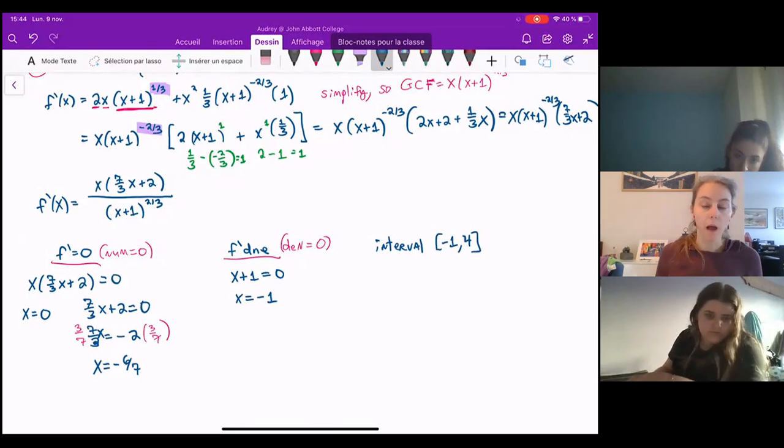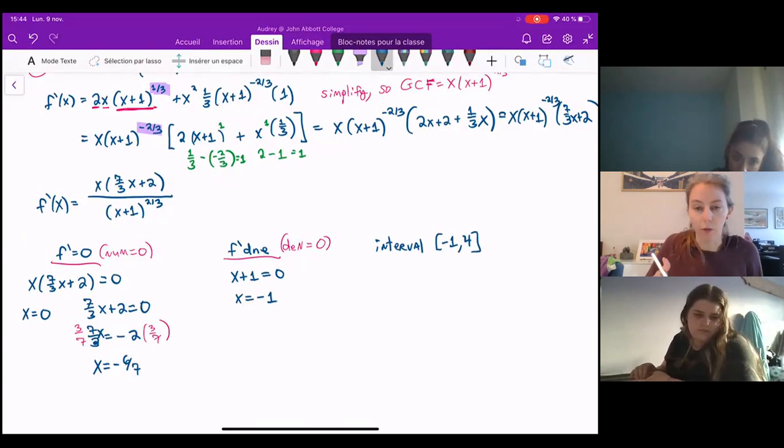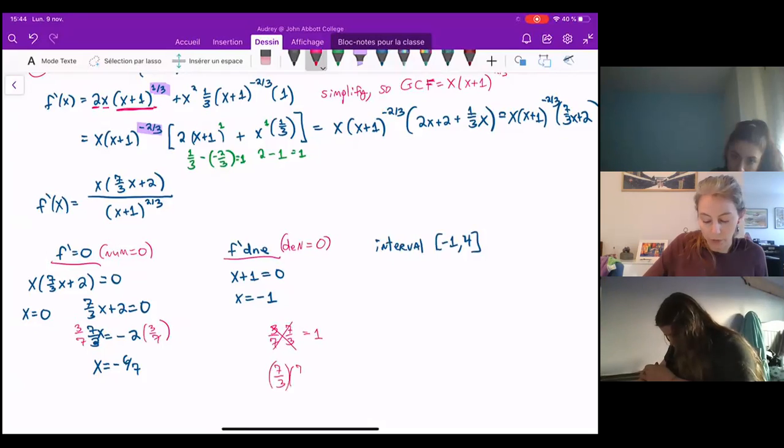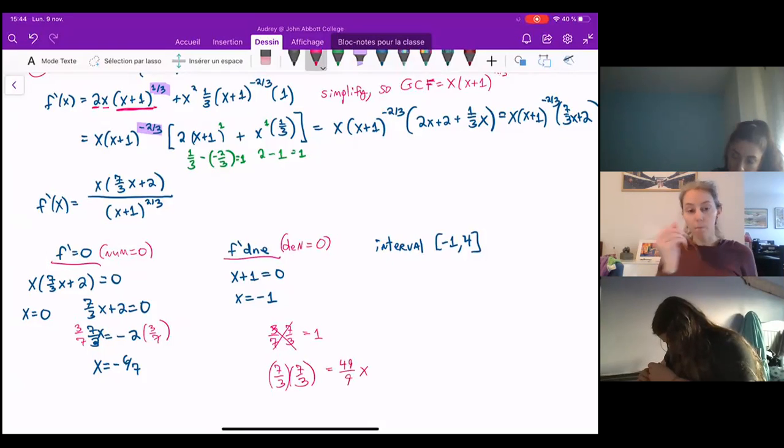Because I want to move it to the other side. So if I were to multiply by 7/3 here, so if I do 3/7 times 7/3, what happens is they cancel out and that just equals 1. But if I were to multiply by 7/3 on both sides, then I would get 49 over 9x, and that wouldn't move the thing over to the other side.